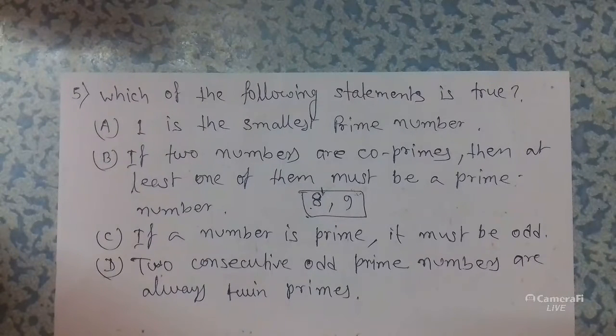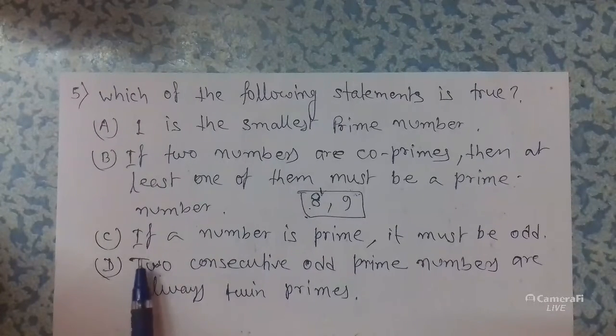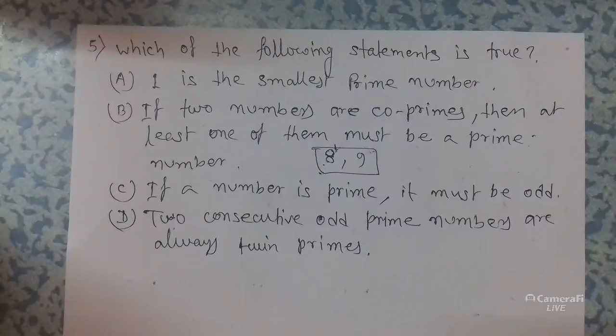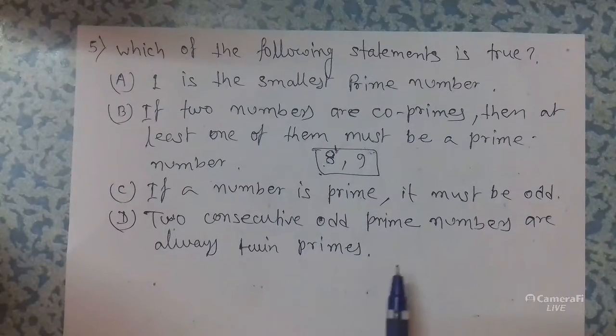Because 2 is an even number, but 2 is a prime number. So 2 is the smallest prime number, but 2 is not odd, 2 is even. So the statement, if a number is prime, it must be odd, is a wrong statement. And the last option is, two consecutive odd prime numbers are always twin primes.